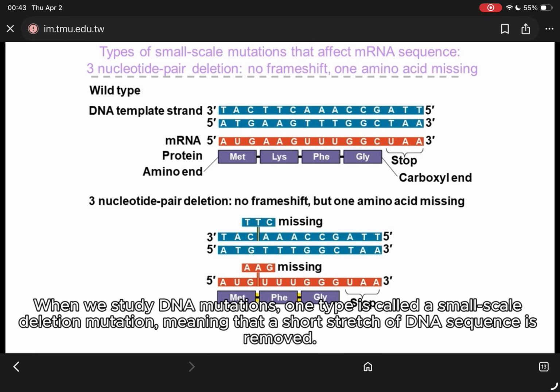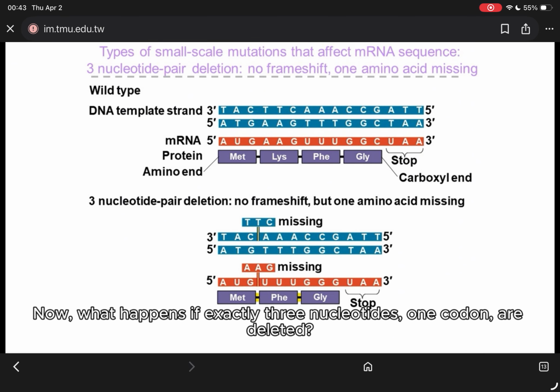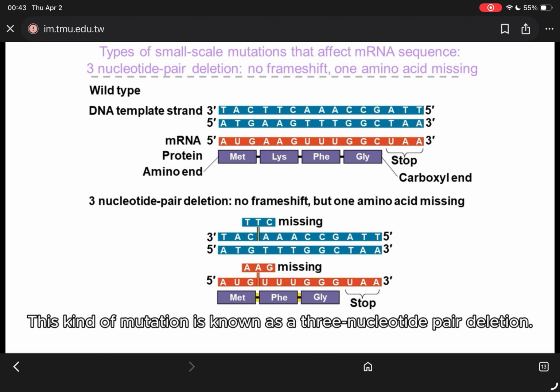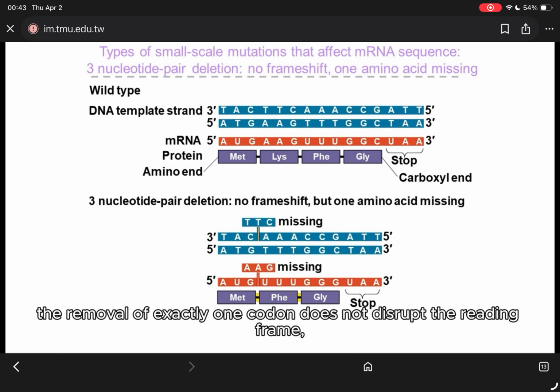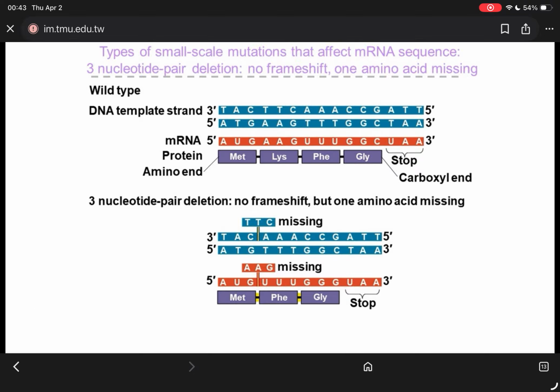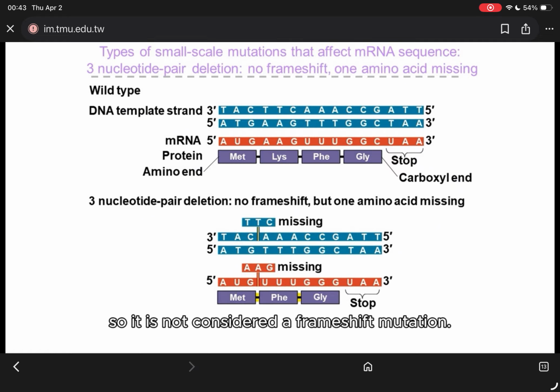When we study DNA mutations, one type is called a small-scale deletion mutation, meaning that a short stretch of DNA sequence is removed. Now, what happens if exactly 3 nucleotides, 1 codon, are deleted? This kind of mutation is known as a 3-nucleotide pair deletion. Since a codon consists of 3 bases, the removal of exactly 1 codon does not disrupt the reading frame, so it is not considered a frame shift mutation.